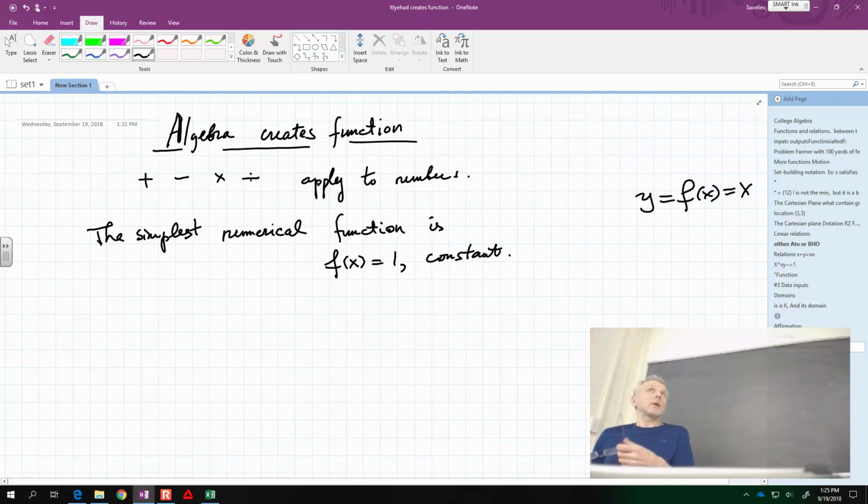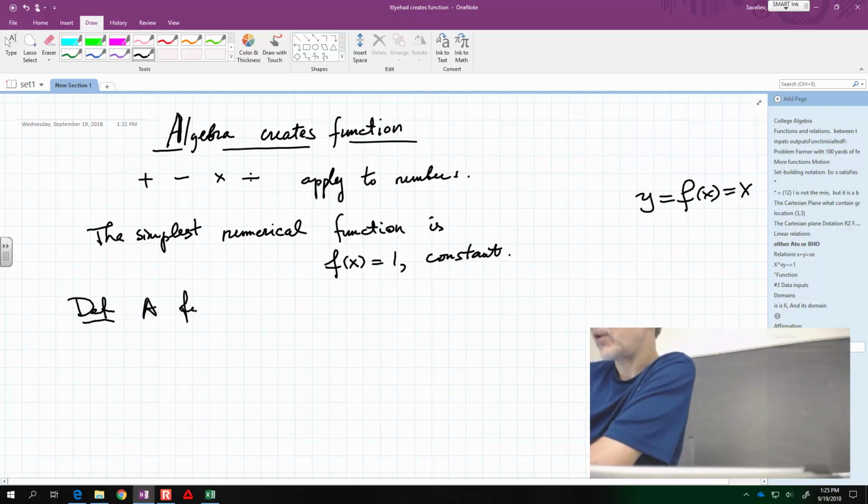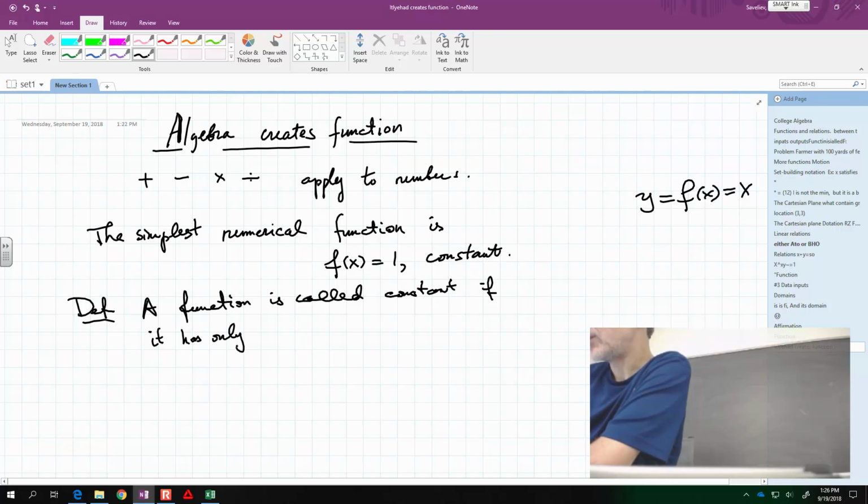This function is more complex, the one on the right, because changing x will change y. So there is some dependence and something going on there. But the constant function is always the same no matter what x is. Y is the same. So that's the simplest function. So that is the technical term. Our function is called constant if it has only one output.